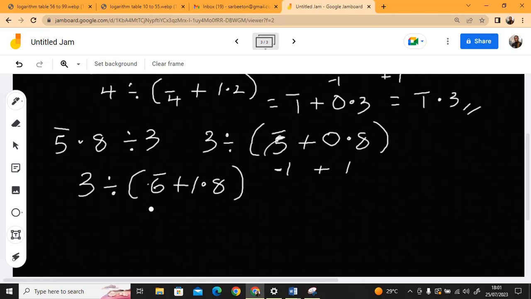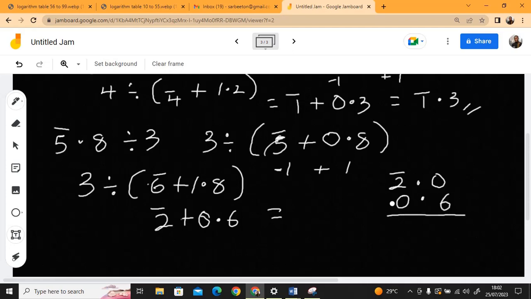3 divided by bar 6, this is what? Bar 2 plus 1.8 divided by 3, that should give us 0.6 if I'm not mistaken. So this is the answer, bar 2 plus 0.6. For those of you that may have forgotten, this is what I did. Just put 0.0 plus 0.6. So when you add them up, 0 plus 6 is 6 points. So bar 2 plus 0 is bar 2. So it means my answer here is what? Bar 2.6. So that is the final answer here.